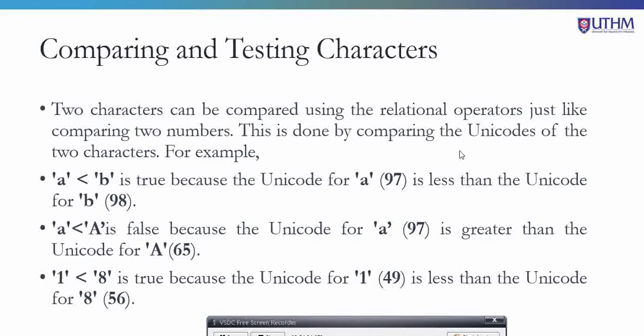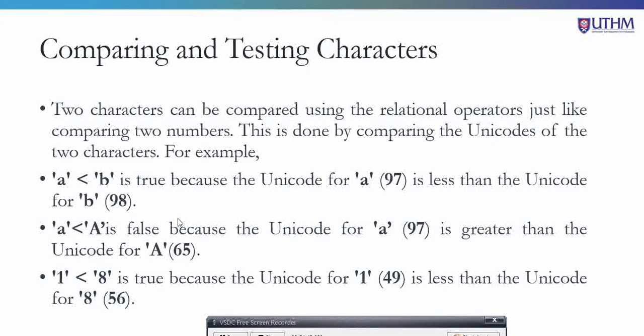Okay, next. Comparing and testing characters. Two characters can be compared using the relational operators, just like comparing two numbers. This is done by comparing the Unicodes of the two characters. Okay, so we can compare with these operators, the relational operators, just like we used to do in comparing numbers. This time, we are comparing characters. Okay, same way.